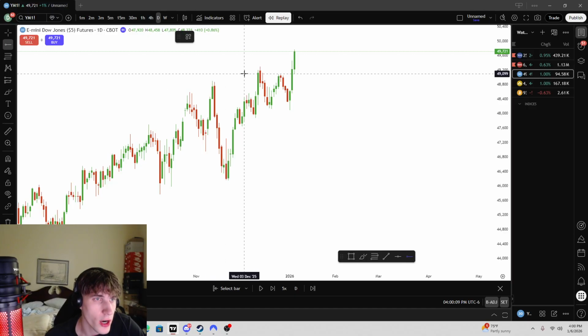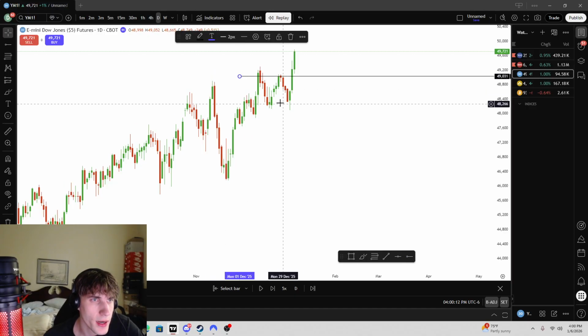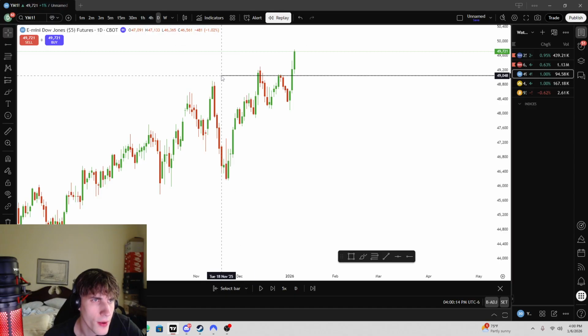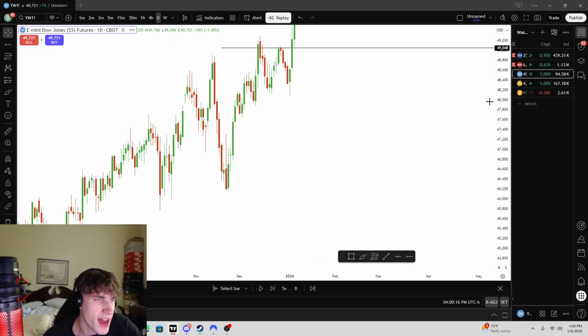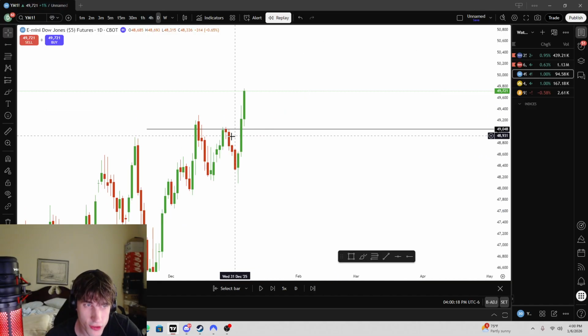So I'm looking at this chart and I know that this is a level right here, okay? Because this was a previous high. And remember, we're focused on structure.